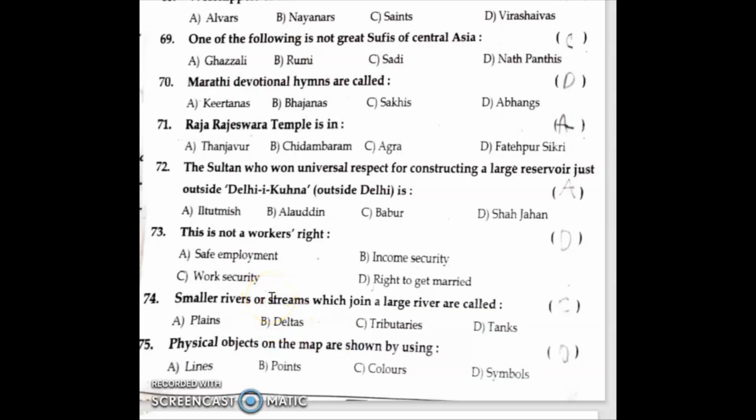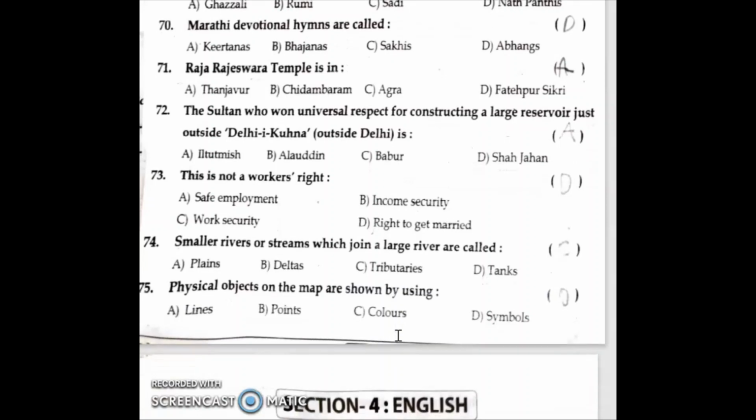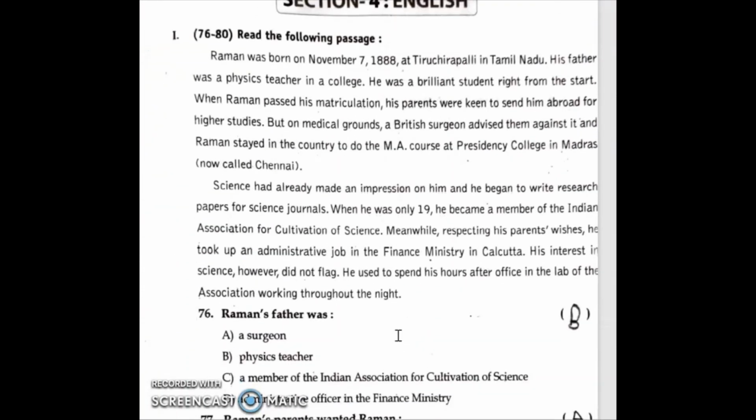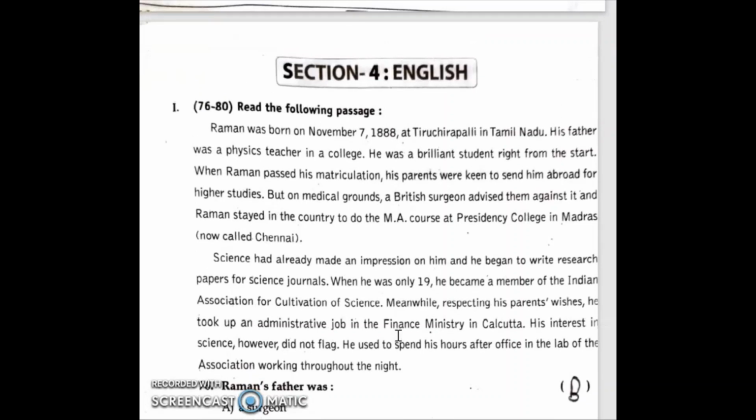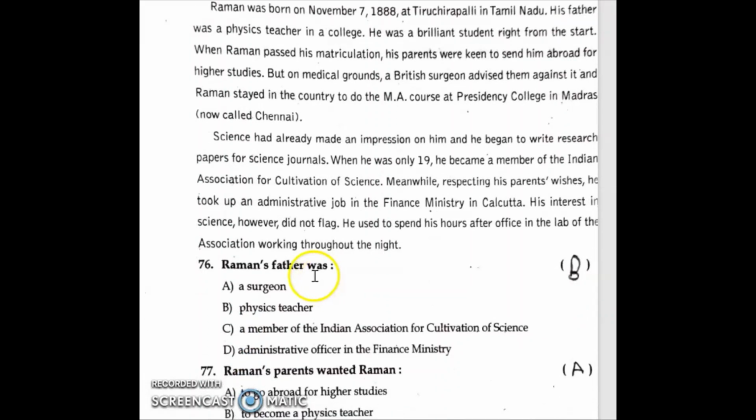Smaller rivers or streams which join a large river are actually called tributaries. The physical objects on the map are shown using D. Symbols. Now we are on to section 4, which is English. So here we can read the passage and answer the questions. So according to the passage, Raman's father was B.